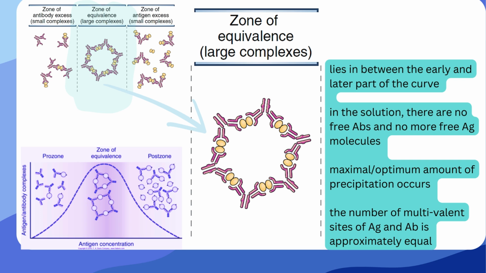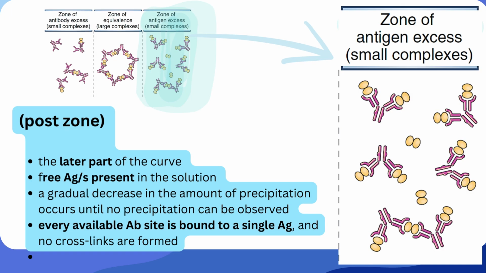And now we are in the middle part of the curve, the zone of equivalence. It lies in between the early and the latter part of the curve. In the solution, there are no free antibodies and no free antigen molecules. So there is a maximum, optimum amount of precipitation happening here, and the number of multivalent sites of antigen and antibody is approximately equal. That's the zone of equivalence, forming large complexes of antigens and antibodies.